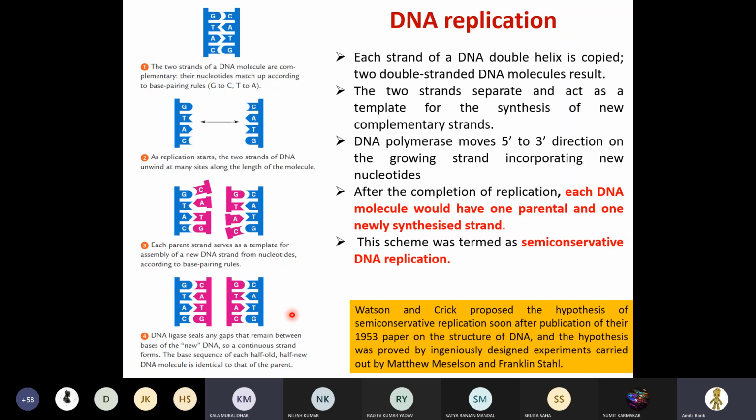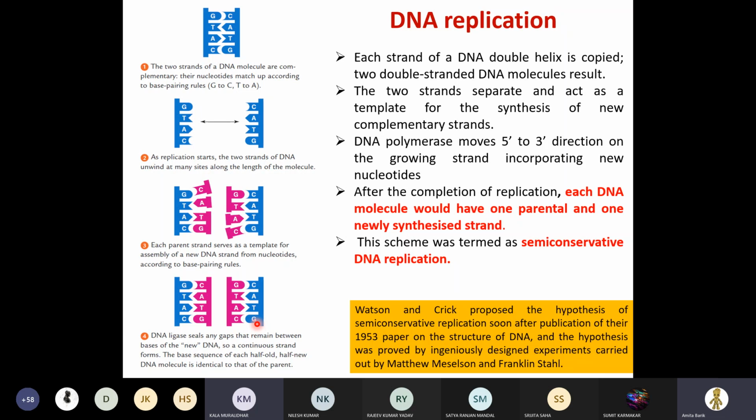So I hope you are getting my point. What is semi-conservative DNA replication? Any doubts, class? So DNA replication is very important in the sense that it follows semi-conservative replication. The newly synthesized daughter DNAs, these two daughter DNAs, each receive one strand from the parent and one is newly synthesized. This is known as semi-conservative DNA replication.